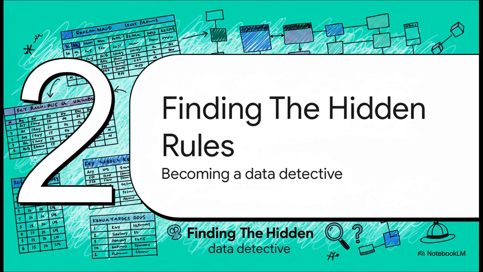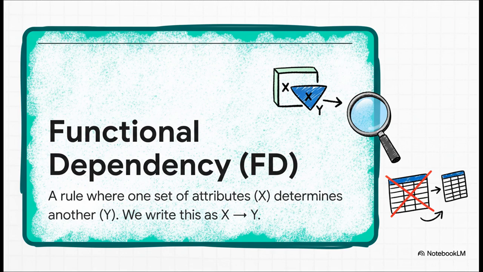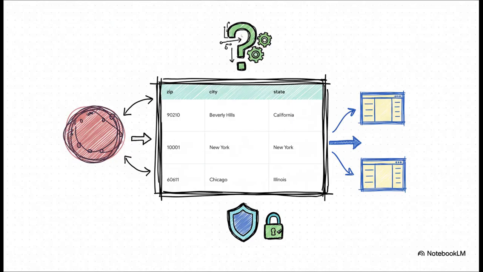So all this chaos, the redundancy, the anomalies, it's all just a symptom of a much deeper problem. We've accidentally broken a fundamental, hidden rule in our data. To fix this mess, we have to put on our detective hats and uncover the logic that's supposed to be running the show. And the number one tool in our detective kit is the functional dependency, or FD for short. It's a really simple but incredibly powerful idea. It's just a rule that says, if you know the value of X, you will always know the value of Y. We write it with a little arrow. X determines Y.